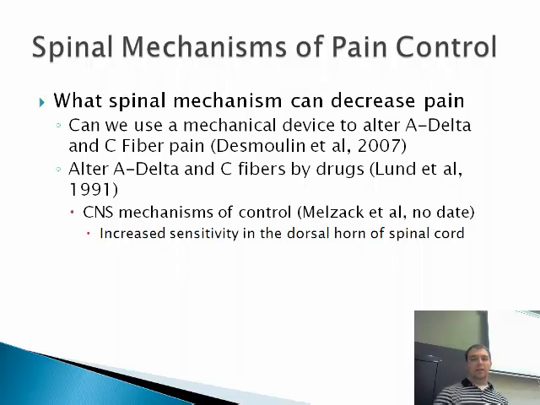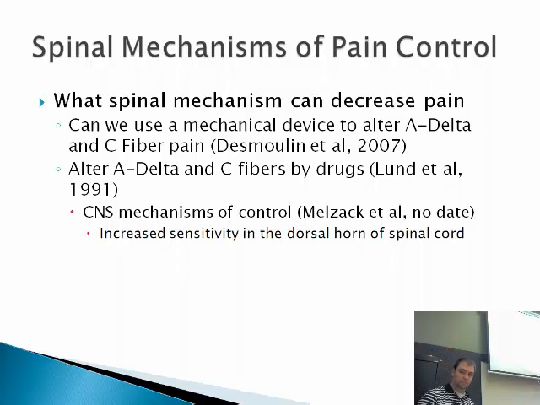A lot of pharmacological agents, in the research I found, alter A delta and C fibers by drugs. Lond et al., Meslak et al. That had no data attached to it. Central nervous system mechanisms of control.